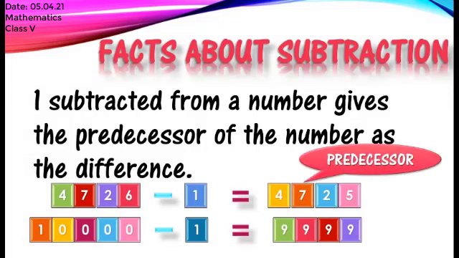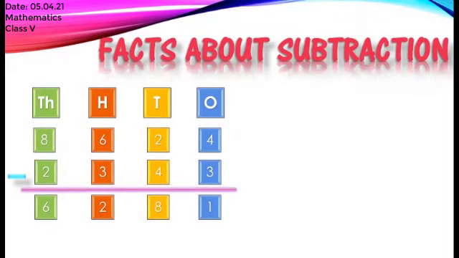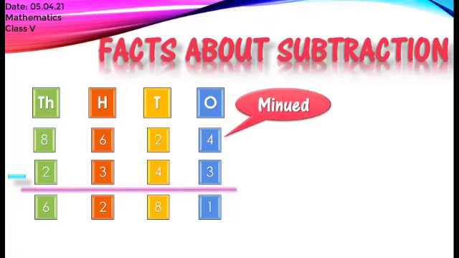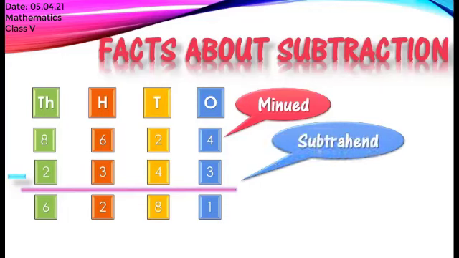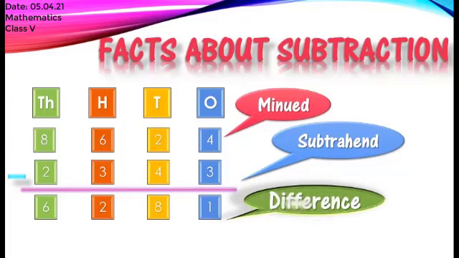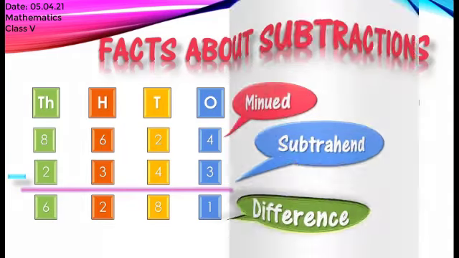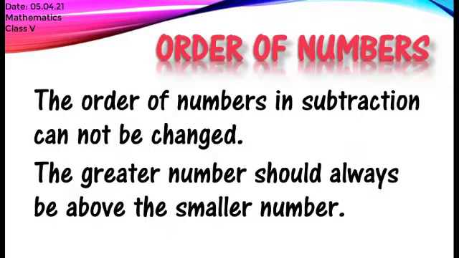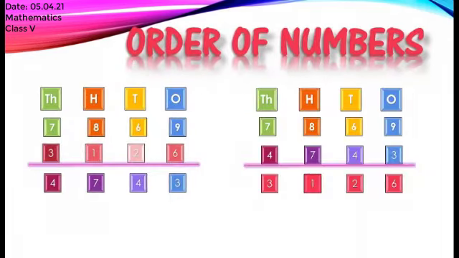The larger number from which the smaller number is being subtracted is called the minuend. The smaller number which is being subtracted is called the subtrahend, and the answer is called the difference. The order of numbers in subtraction cannot be changed. The greater number should always be above the smaller number.